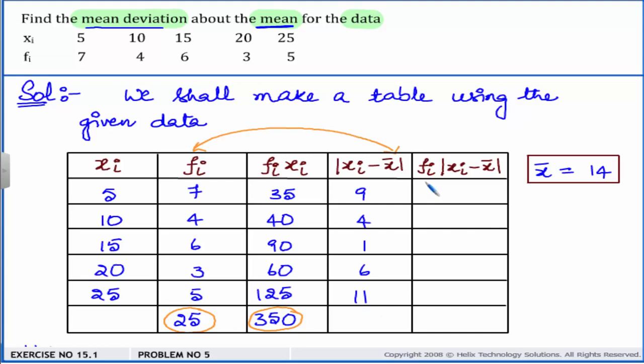Now let us find out fi into modulus of xi minus x bar, which gives us 7 into 9, that is 63, 16, 3 into 6, that is 18, 5 into 11, which is equal to 55. Now let us find out the summation of fi into modulus of xi minus x bar, which is equal to 158.